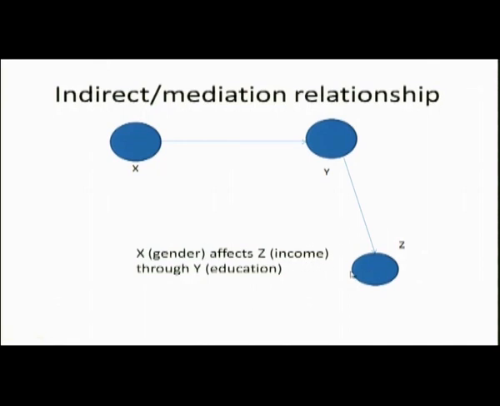Like gender affects income through education: gender affects education and education affects income. So the relationship between gender and income is indirect, it is via education.